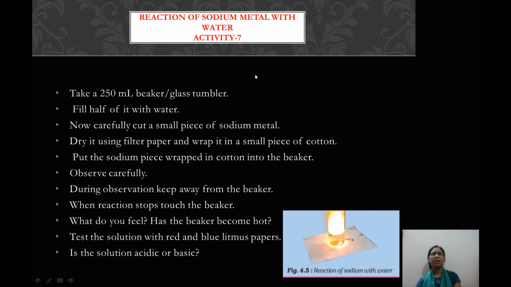What we have to do in this activity? Take a 250 ml beaker or glass tumbler, fill half of it with water. Now carefully cut a small piece of sodium metal the size of a wheat grain. Dry it using filter paper and wrap it in a small piece of cotton. Put the sodium piece wrapped in cotton into the beaker and observe carefully.